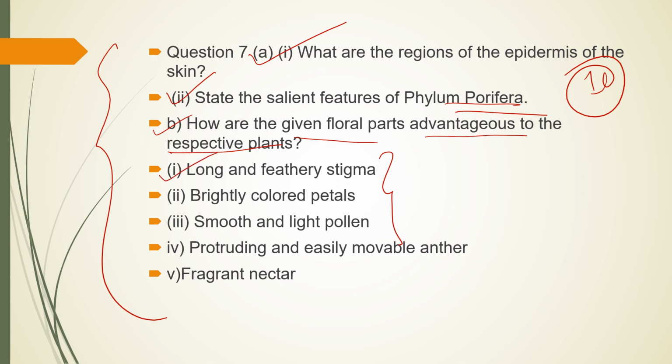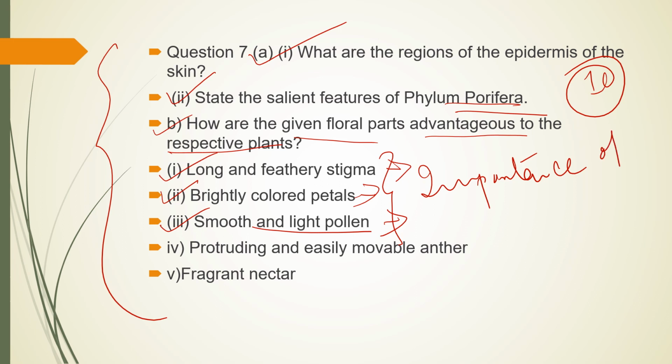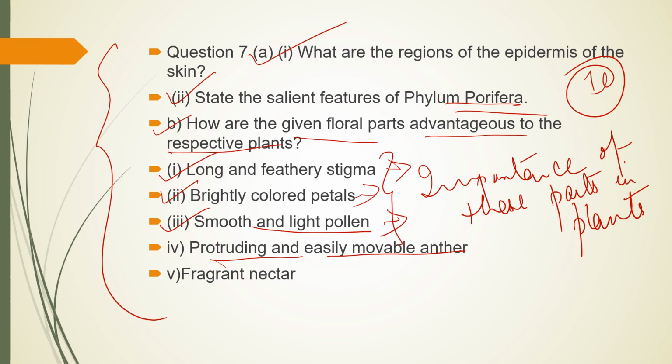Like long and feathery stigma. What is its significance, mainly you are supposed to write. Now brightly colored petals, smooth and light pollen. What is the importance of these parts in the respective plants? You have to just mention what the importance of these parts in plants is. Now protruding and easily movable anther, and the next one is the fragrant nectar.